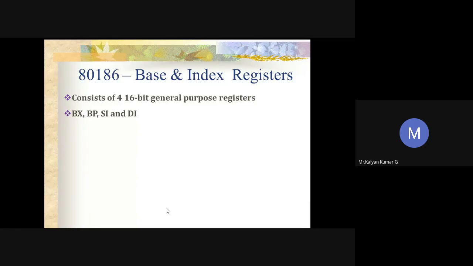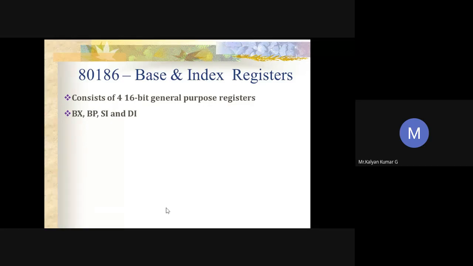So I hope you have gone through the addressing modes. In addressing modes, we have used these registers very often. The main purpose of these registers is to determine the offset address of operands in memory. Not only this, these registers sometimes contain base addresses or indexes to a particular location within the segments. For that purpose also we use these types of registers.